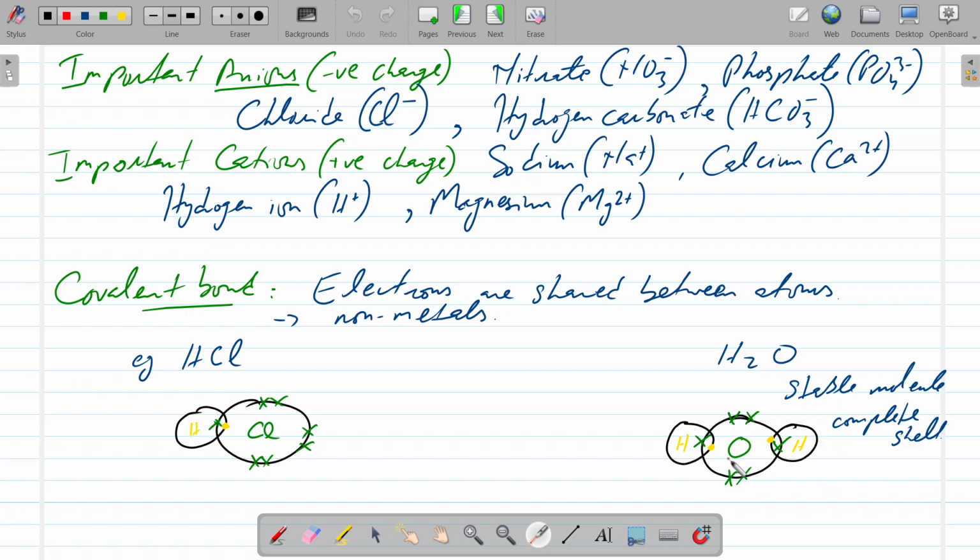Similarly, for water, 2 atoms of hydrogen bonding with 1 atom of oxygen. Oxygen has 6, it requires 2, and it gets that from sharing 1 electron from each of the hydrogens, and each hydrogen shares 1 electron with oxygen, thereby getting 2 electrons in its shell, and that is covalent bonding.